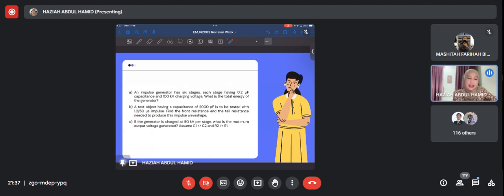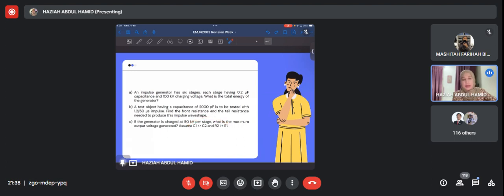C, if the generator. C ni tricky sikit lah. If the generator is charged at 80 kV instead of 100 kV ni dia reduce 80 kV per stage. Okay, what is the maximum output voltage generated? So dia nak kamu dapatkan maximum voltage if the generator is charged by 80 kV. Dia charged at 80 kV per stage. So find the maximum.